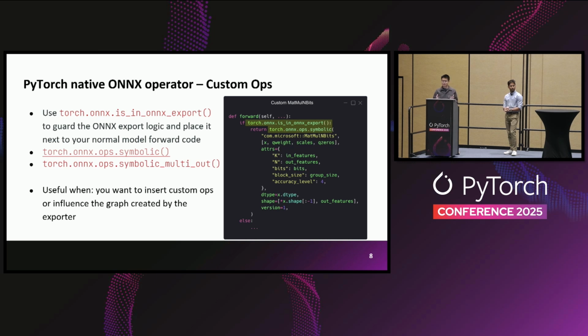Now, you may be wondering, what happens if I want to use a custom op that is not implemented already? That would be a great question. We have made it easy for you. You can first use the is_in_onnx_export API to detect whether it's inside ONNX export. Then use the torch.onnx.ops symbolic API to create any operator you want in the ONNX graph.